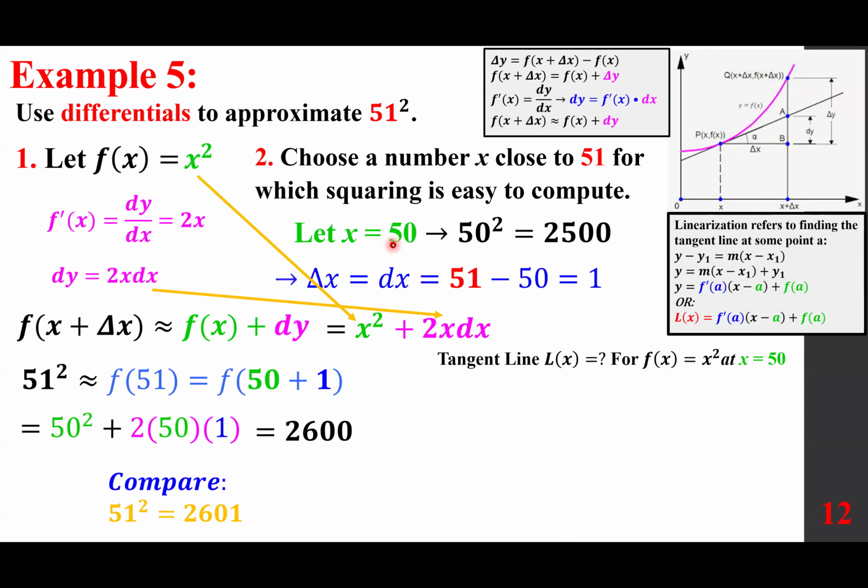So we need a pair. How do we find the pair? Plug in. If you plug in, 50 squared becomes 2500. So you want L of x when the pair is 50 comma 2500. And what about the slope? Remember, when you have f prime of x, if you plug in, in this case 2 times x equals 100, becomes the slope.